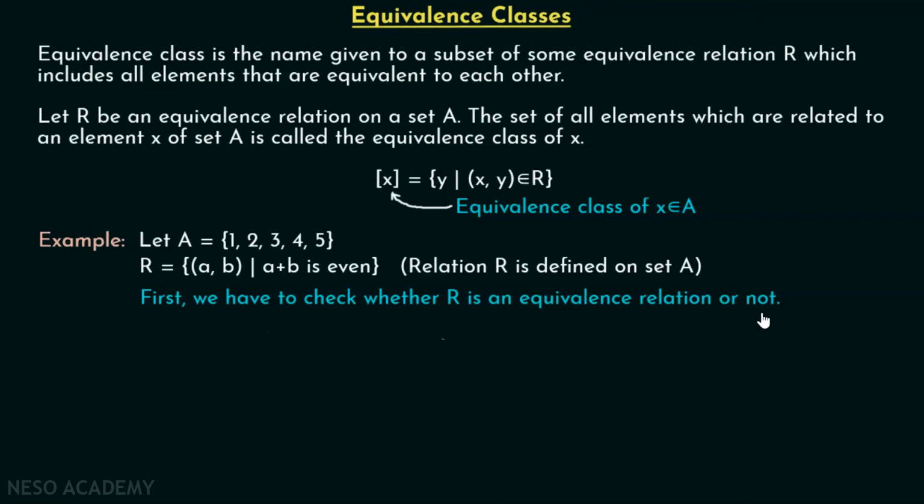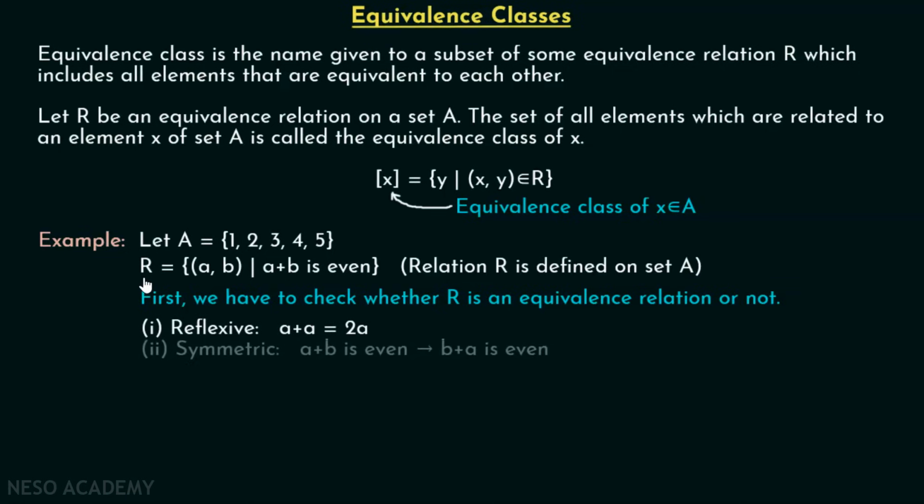This is important because in order to find equivalence classes out of this relation, we first have to check whether this relation is an equivalence relation or not. If it is not, we would not be able to find out equivalence classes out of it. So first, we will check the reflexive property, that is, whether this relation is reflexive or not. According to the reflexive property, (a, a) must belong to R. This means a plus a must be even. We know that a plus a is 2a. Obviously, this is even. Therefore, this relation is reflexive.